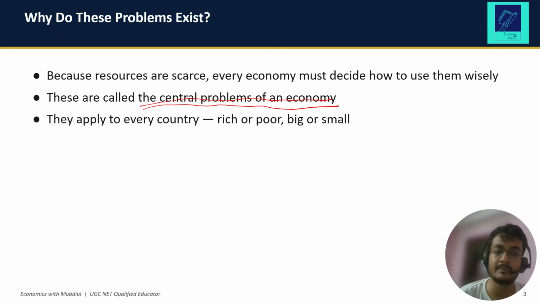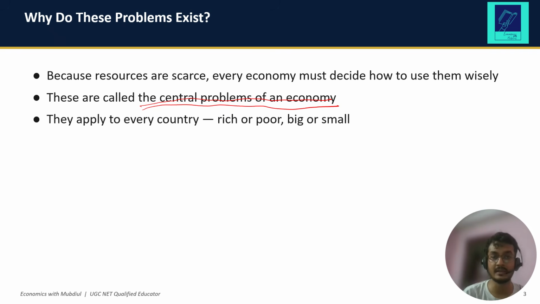Even a billionaire makes choices. Suppose someone has rupees 100 crore. Can they buy everything in the world? The answer is no. Even their time is limited. They must choose where to invest. So scarcity is universal. That is why economics is called the science of choice.